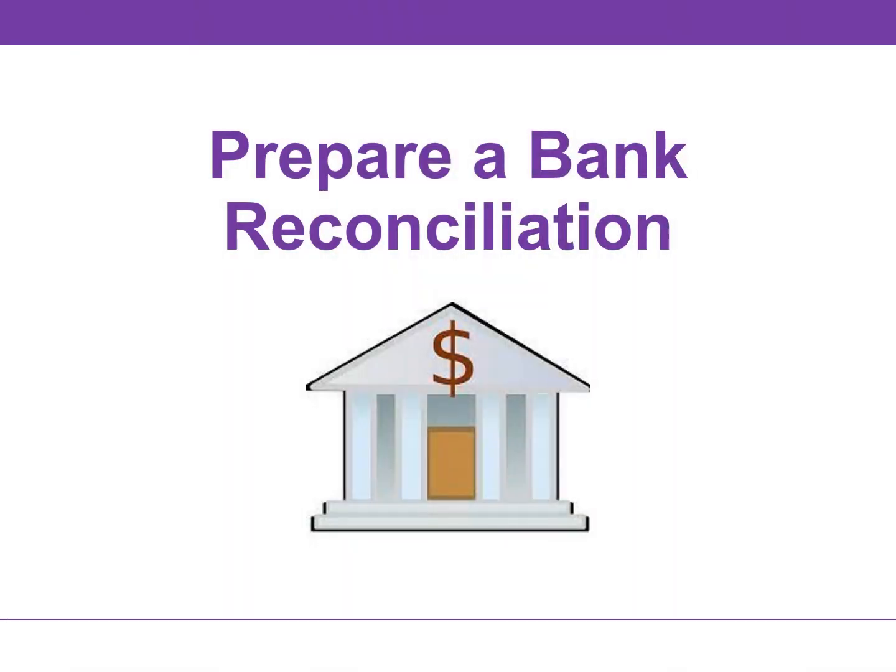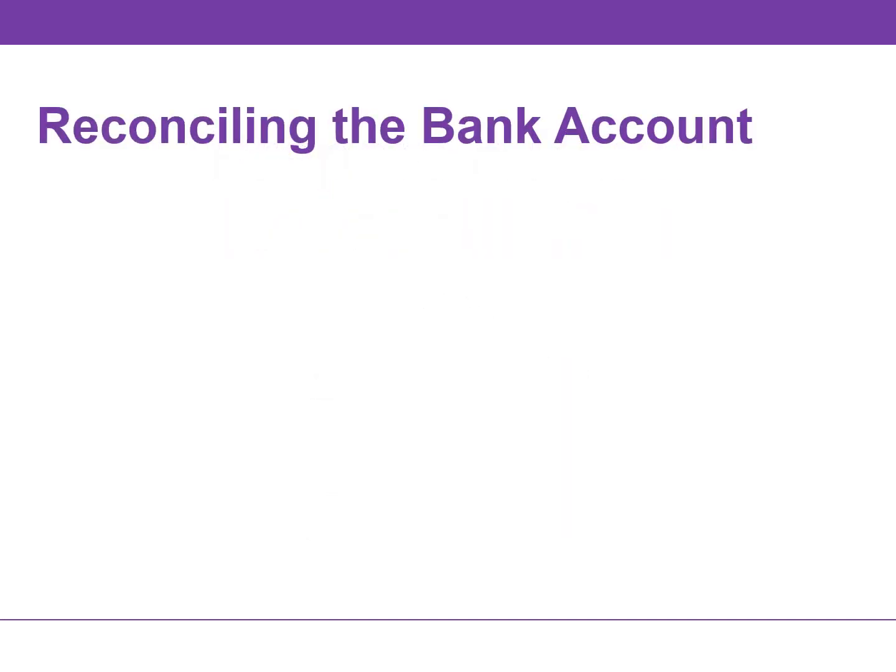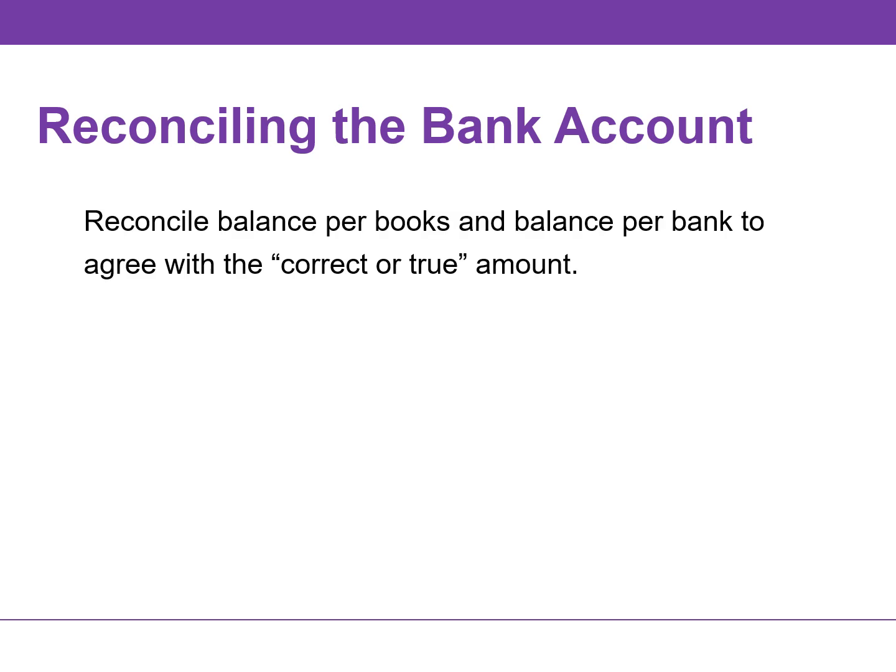In this video, we will illustrate how to prepare a bank reconciliation. The bank and the company maintain independent records of the checking account. People tend to assume that the respective balances will agree. In fact, the two balances are seldom the same at any given time, and both balances differ from the correct or true balance. As a result, we need to make the balance per books and the balance per bank agree with the correct or true amount. This process is referred to as reconciling the bank account.